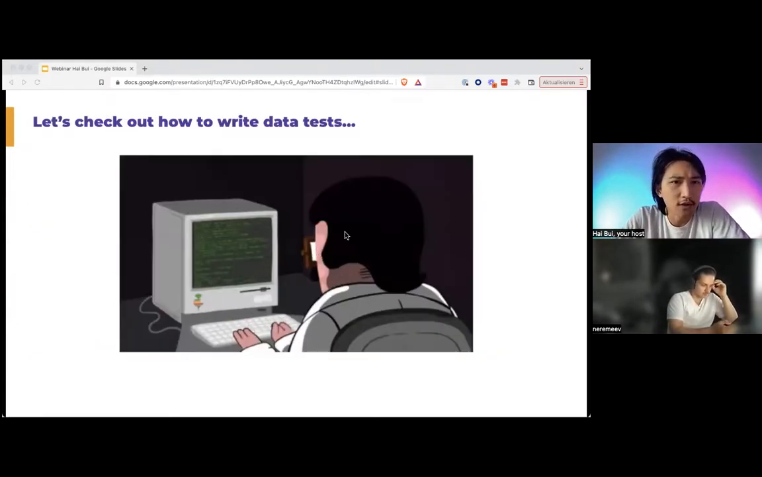So yeah, do you have any questions so far, or was everything quite clear? Otherwise, we would take a look at how you could write data tests. Okay.